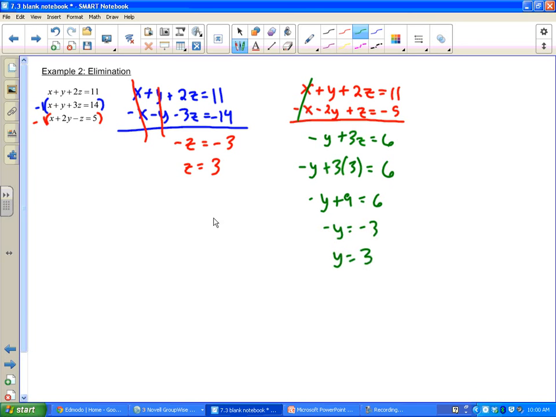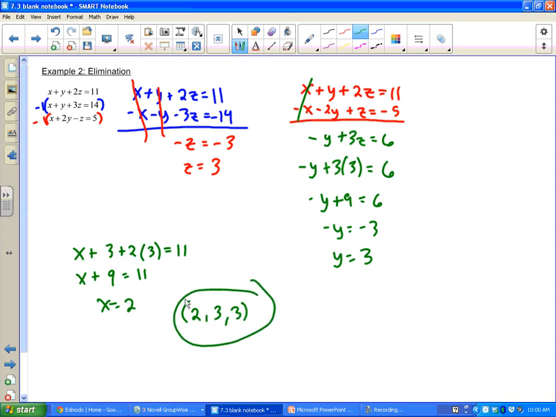So that y equals 3. And then I take z and y and plug it into one of my first three equations. So the first one looks pretty good to me. x plus 3 plus 2 times 3 equals 11. So x plus 3, 3 plus 6 is 9. So x equals 2. So my point is (2, 3, 3). So that's the first way that we can solve systems with three variables.